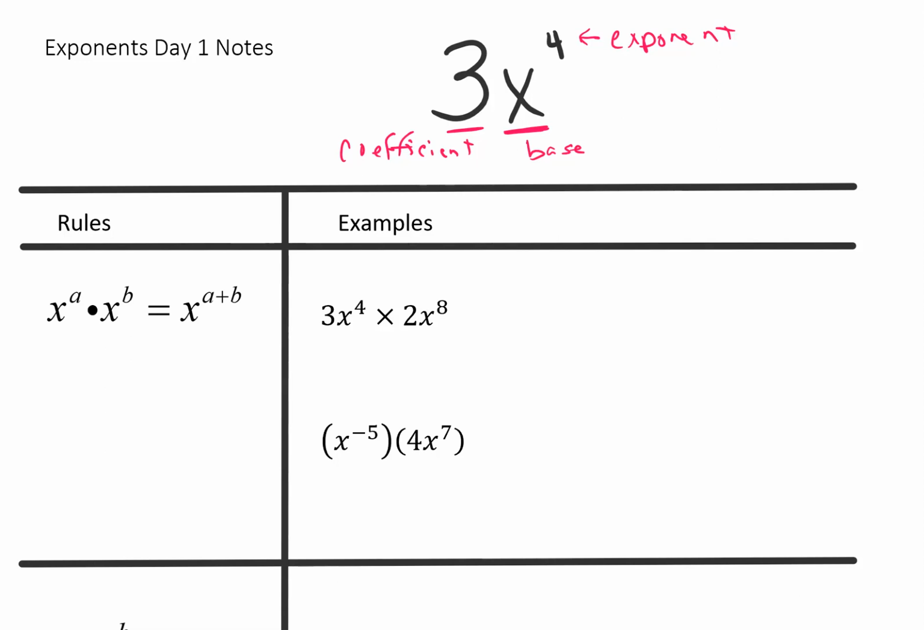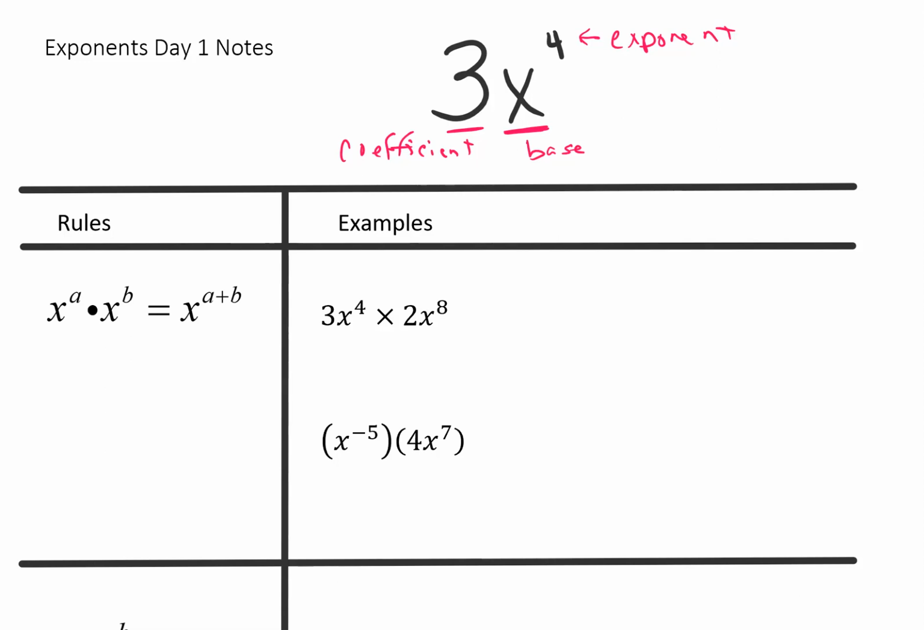Okay, the first rule that we're going to talk about is multiplying. When you have x to the a times x to the b, when your bases are the same, both of our bases are an x, you can add the exponents. So that would give you x to the a plus b.